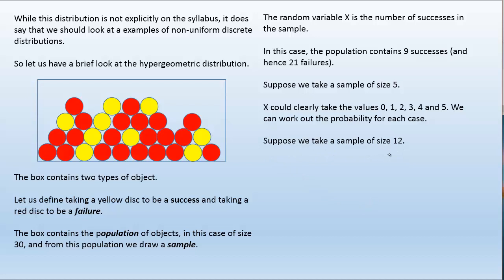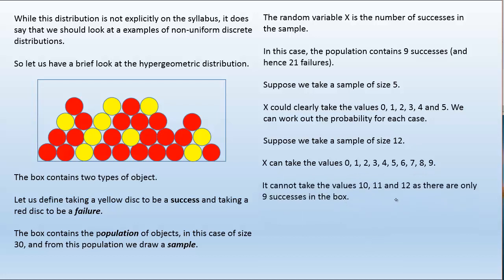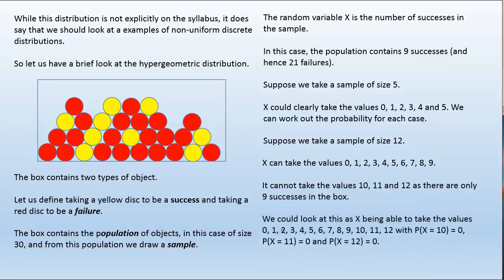Suppose we take a sample of size 12. X can take the values 0 to 9. It can't take the values 10, 11 and 12, as there are only 9 successes in the box. If you count the yellow disks, there are only 9 of them. We could look at this as x being able to take the values 0, 1, 2, 3, 4, 5, 6 and up to 12, with probability of x being 10, 11 and 12 as being 0. It's just another way of looking at it.